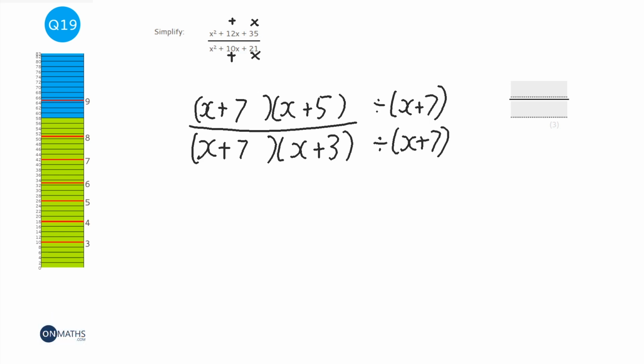And what that does is just gets rid of that and gets rid of that. The fraction stayed the same, but now it's x plus 5 over x plus 3.